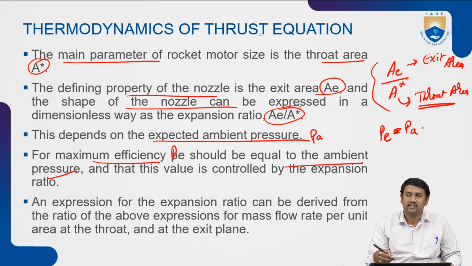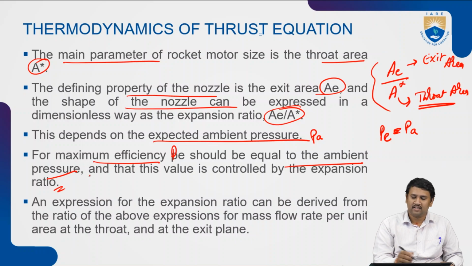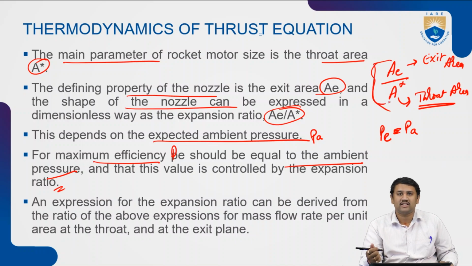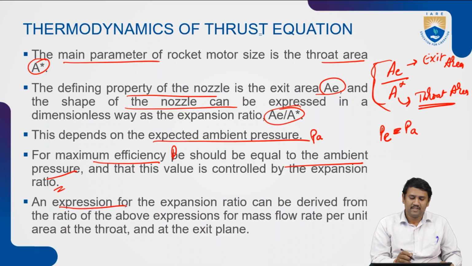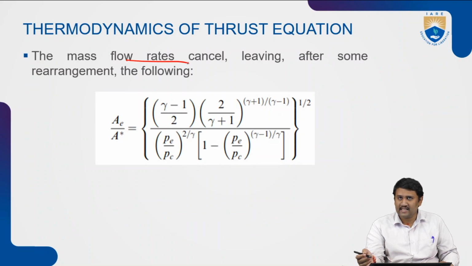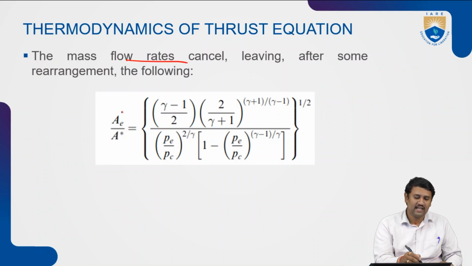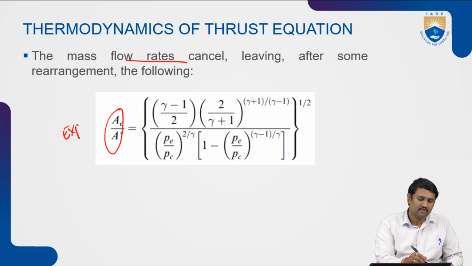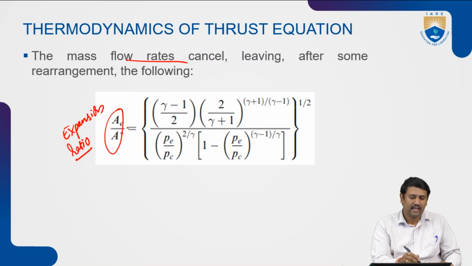As well as this, the value can be controlled by the expansion ratio by changing the cross-sectional areas. Now, an expression for the expansion ratio can be derived from the above expressions for mass flow rate per unit area at the throat as well as the exit plane. The mass flow rates cancel, and after some rearrangement we can rewrite the expansion ratio AE by A star as equal to the square root of the values.